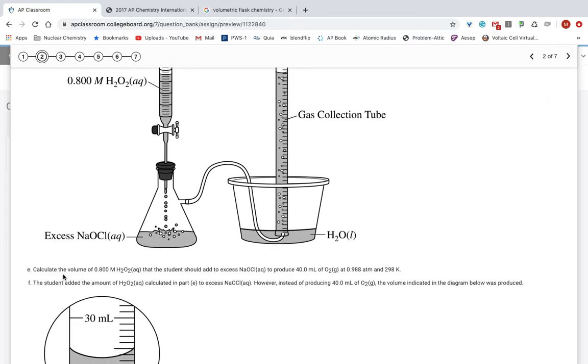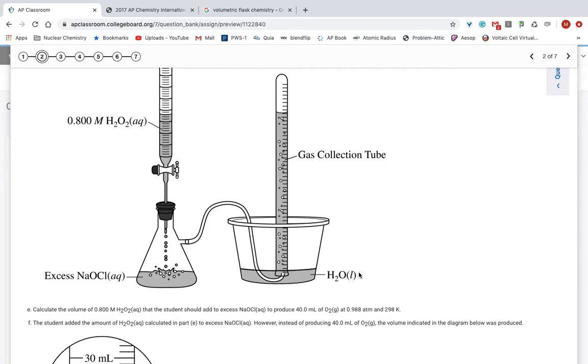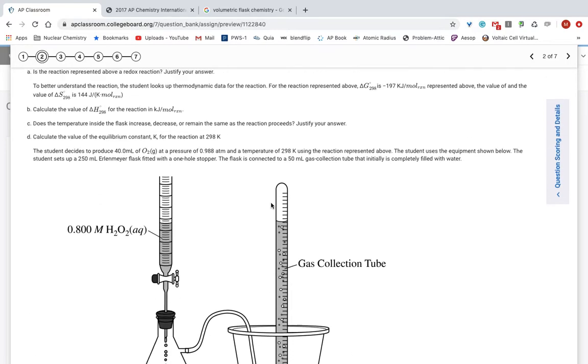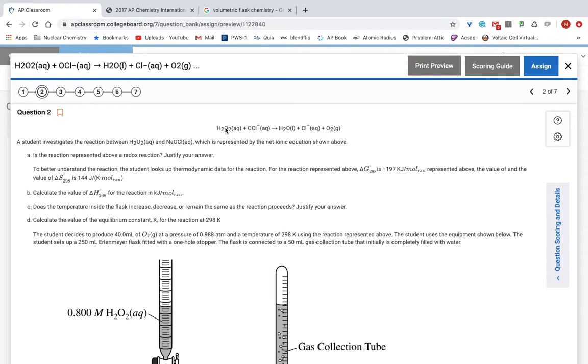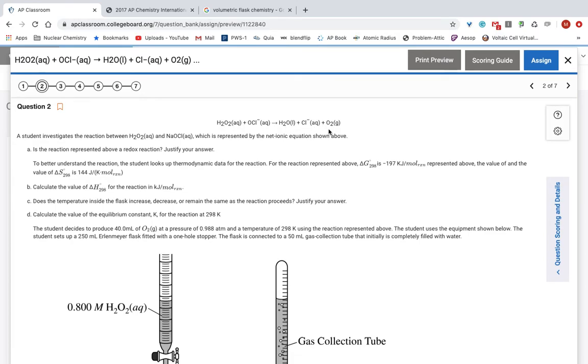Question E. Figure out the volume of 0.8 molar H2O2 that the student should add to excess NaOCl to produce 40 milliliters of oxygen at 0.988 atmospheres and 298 Kelvin. So it wants to know from our reaction up here, how much of this to produce 40 milliliters of oxygen gas. Well, it'd be nice to know moles of this. We can do our mole ratio to get over here and figure out how much of this had to be used.